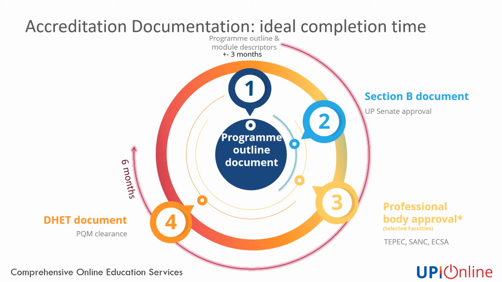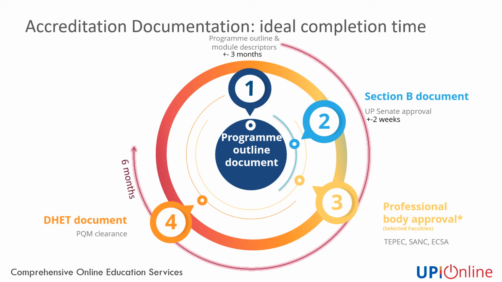Once this is completed, the Section B document takes approximately 2 weeks to populate. It contains much of the information found in the program outline, in addition to a few sections which are important to the department, faculty, and UP, such as staffing and funding matters.